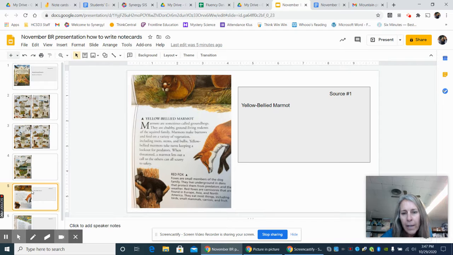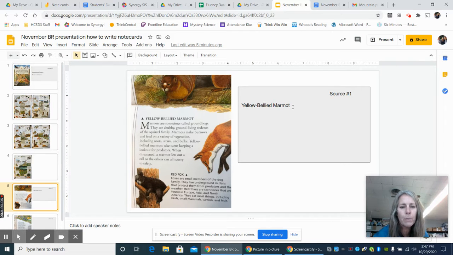So I tried to go ahead and set this up so I can show you just a small part of it. So this is from one of the pages, and it's about some of the animals that live in mountain areas. And this one's called a yellow-bellied marmot. So notice in the upper right-hand corner, I still have source number 1. That's going to be the same on all of my source cards.